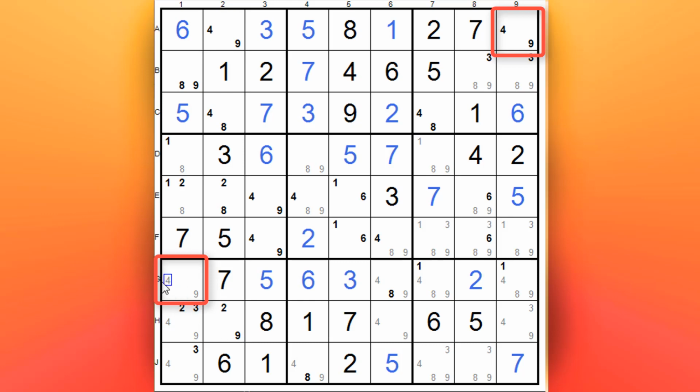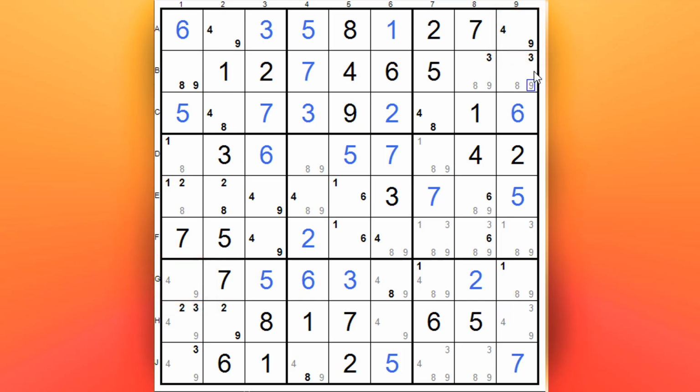Now, if you haven't done strong weak links or alternating inference chains, go down there to the comments and you'll find some tutorials on it. Well worth looking them up. But anyway, with that chain, we can now get rid of this one here.